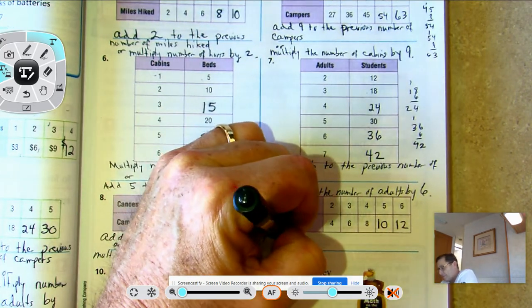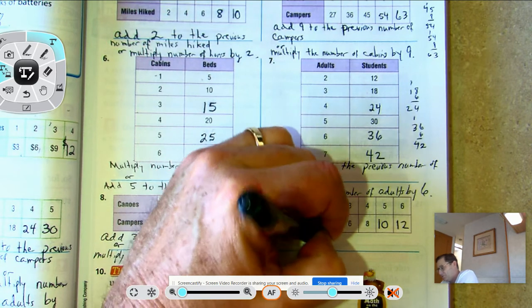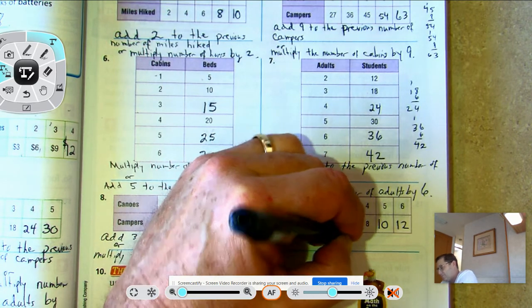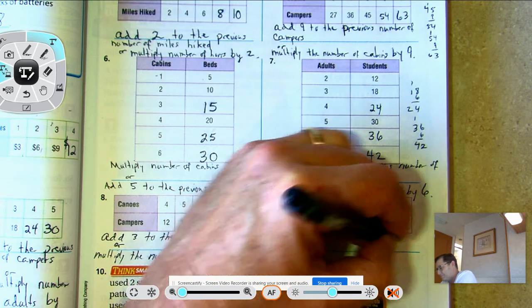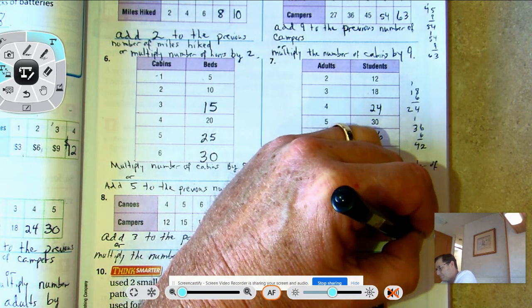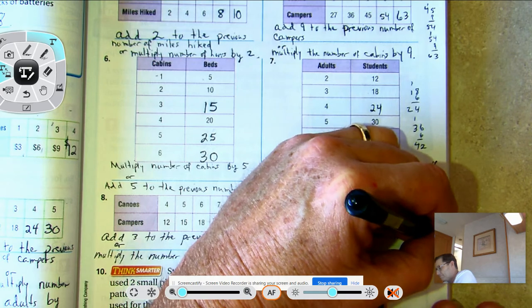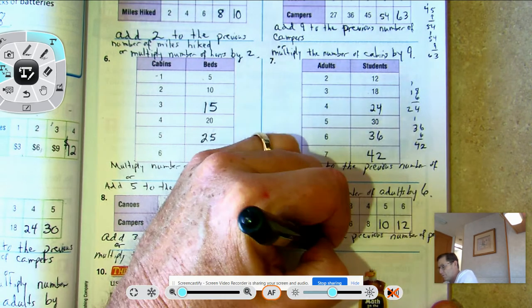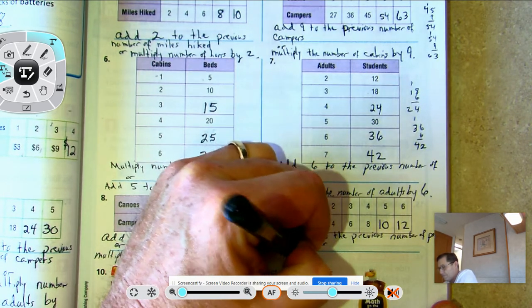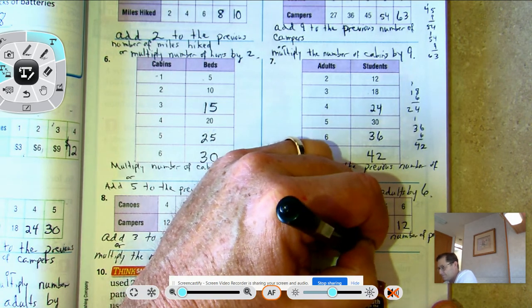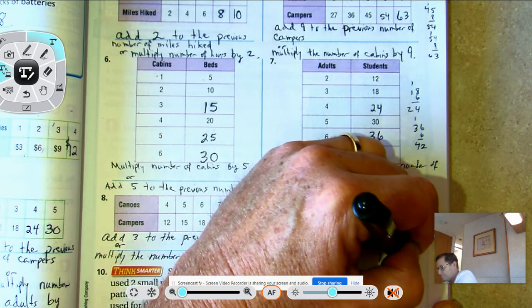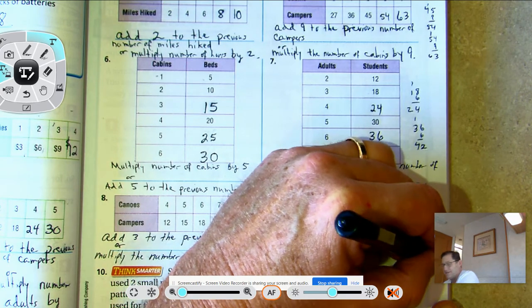So add 2 to the previous number of paddles, or multiply the number of canoes by 2.